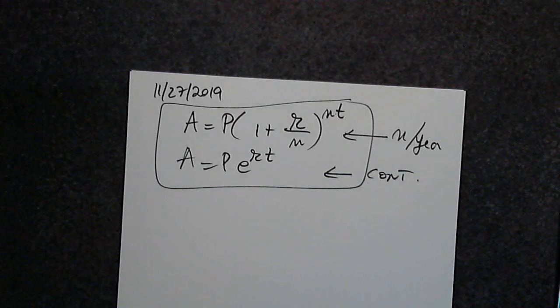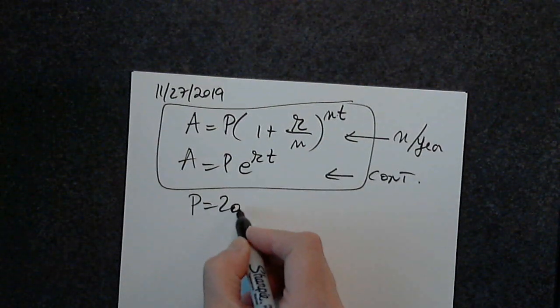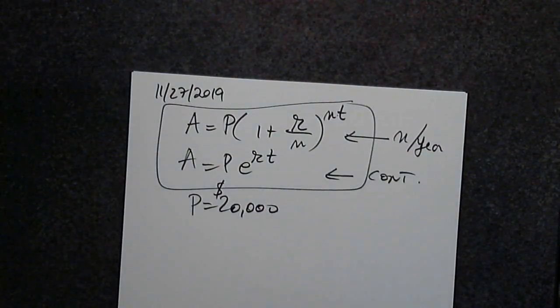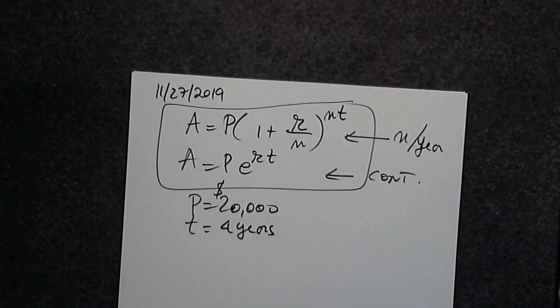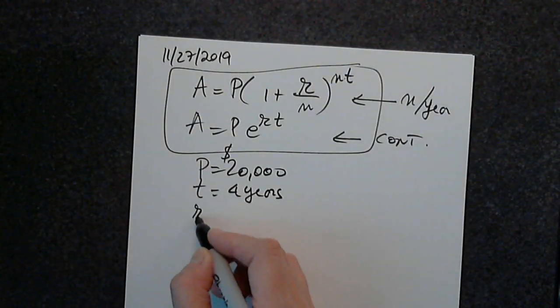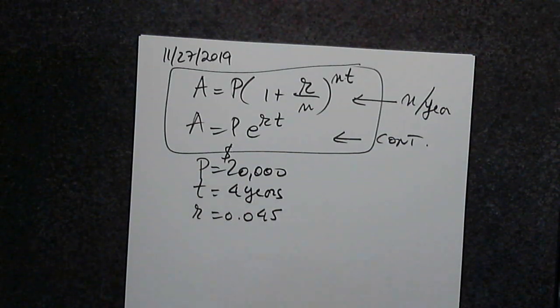It reads, use the compound interest formulas and round answers to the nearest cent. Okay, we always do that. Find the accumulated value of an investment of $20,000, which means the principal is $20,000, for 4 years. So t equals 4 years. If 4.5% per year, so r equals 0.045. We cannot use percent in the formula. We have to change it into a decimal.